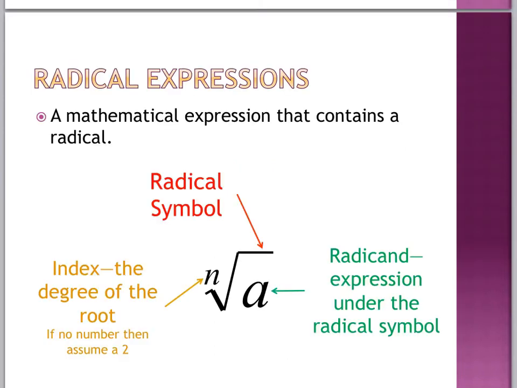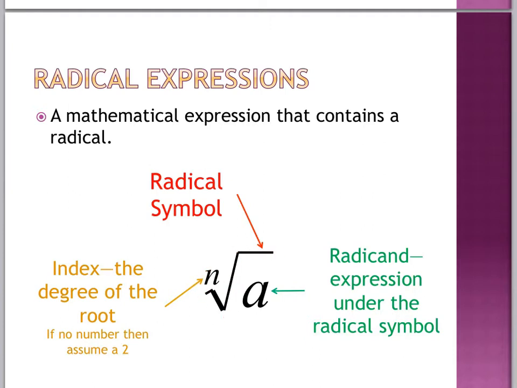Radical expressions. A mathematical expression that contains a radical. Radical symbol, that's this thing here, right? Now we can have more than just square roots, by the way. The index right here is the degree of the root. If there's no number, assume it's 2. So assume I want square root.